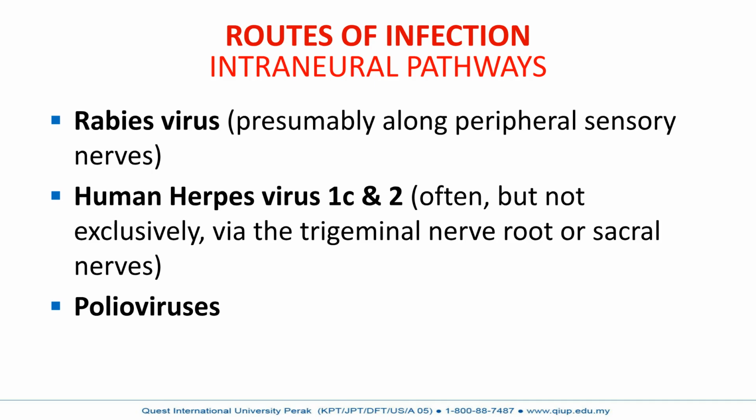Understanding intraneural spread is important because it explains why certain viral CNS infections have characteristic presentations, like why HSV encephalitis affects the temporal lobes preferentially, and why antiviral therapy needs to be started promptly before extensive neural spread occurs.